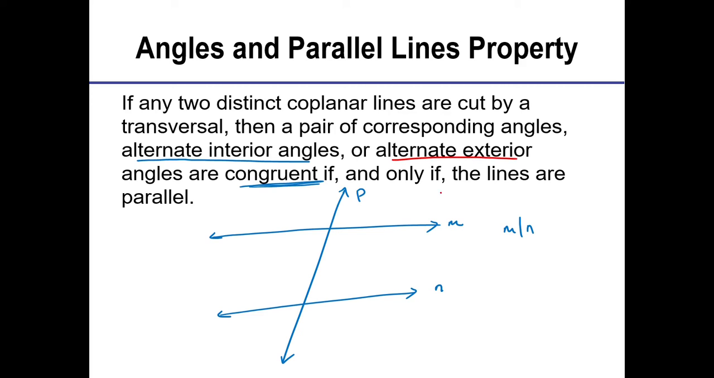Alternate exterior angles are also congruent. This alternate exterior angle is congruent with this angle, and this alternate exterior angle is congruent with this angle.